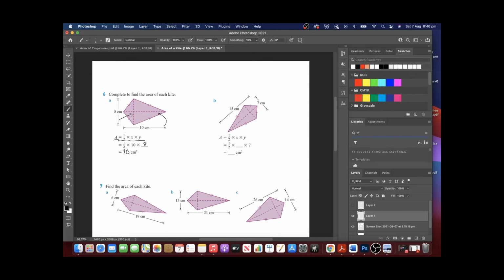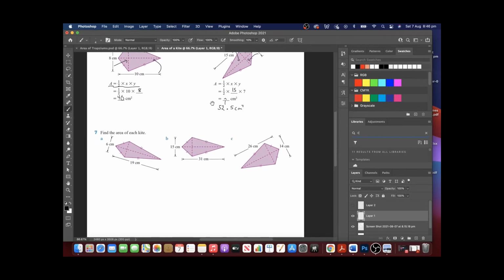In this one again, this length is this diagonal, and this length is this diagonal. They've put in the 7, so we just need to add in the 15 and do half of 15 times 7, which is going to be equal to 52.5 centimeters squared. Okay, so let's look at some other ones now.